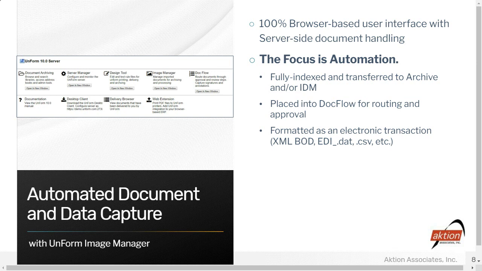But the focus of the automation is to be able to fully index documents into our archive or, again, IDM, with minimal, if any, data entry required. We can push them into DocFlow for routing and approvals or signature capture, or a variety of ways to use DocFlow to move documents around. And then we can extract information from a document and format it based on whatever the target ERP requires. It could be an XML file, an EDI file, a CSV file, whatever it needs to be. So that data can be formatted based on the target application's requirements.